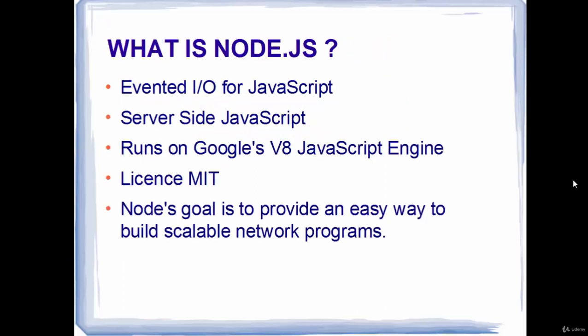Now, let's see what Node.js is. Node.js is an open source cross-platform runtime environment for developing server-side web applications. Normally you would link JavaScript with client-side web applications, but with Node.js, you can develop server-side applications also. Node.js is an evented IO, and we will learn what evented IO is and how we can use it in later videos.